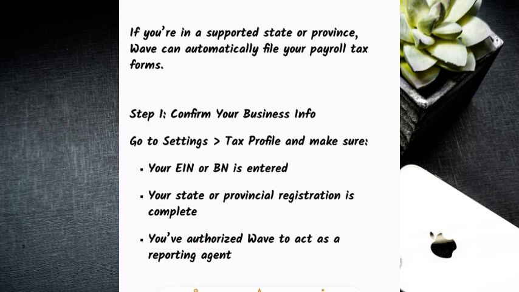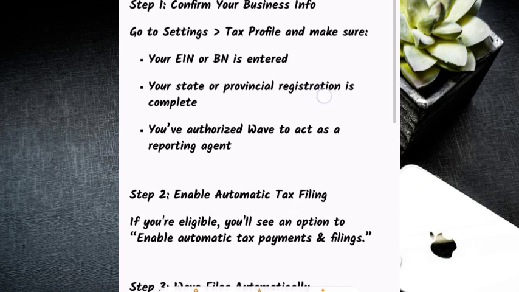Step 1, confirm your business information. First, you're going to go to settings in the Wave app and tax profile, and then make sure that your EIN or BN is entered. You also want to make sure that your state or provincial registration is complete. Likewise, you've authorized Wave to act as a reporting agent.